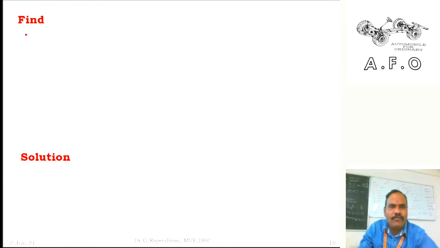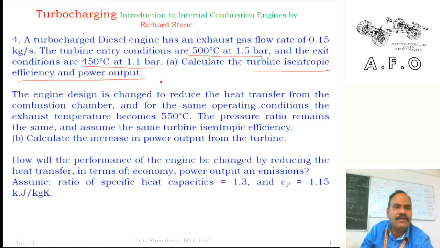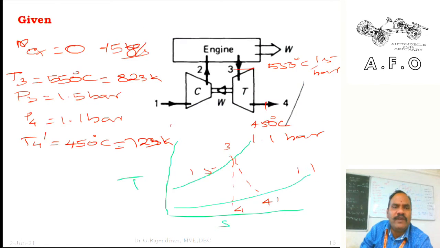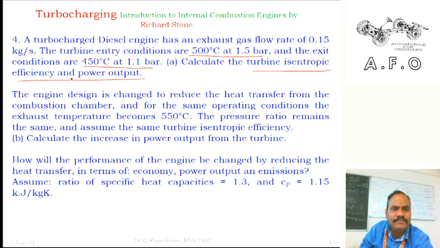Now find what they are asking. Calculate the turbine isentropic efficiency and power output. So the isentropic efficiency of the turbine and the power of the turbine.